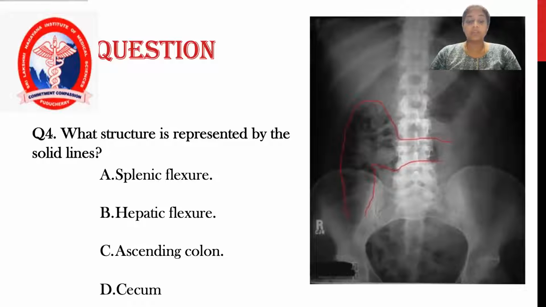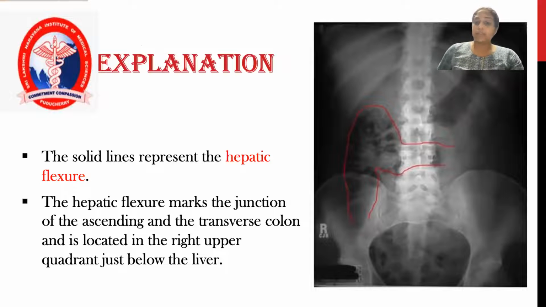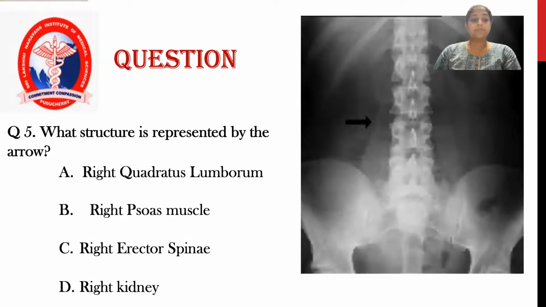What is this structure? So this is the hepatic flexure. The hepatic flexure marks the junction of the ascending and the descending colon, and it is located in the right upper quadrant, just below the liver.